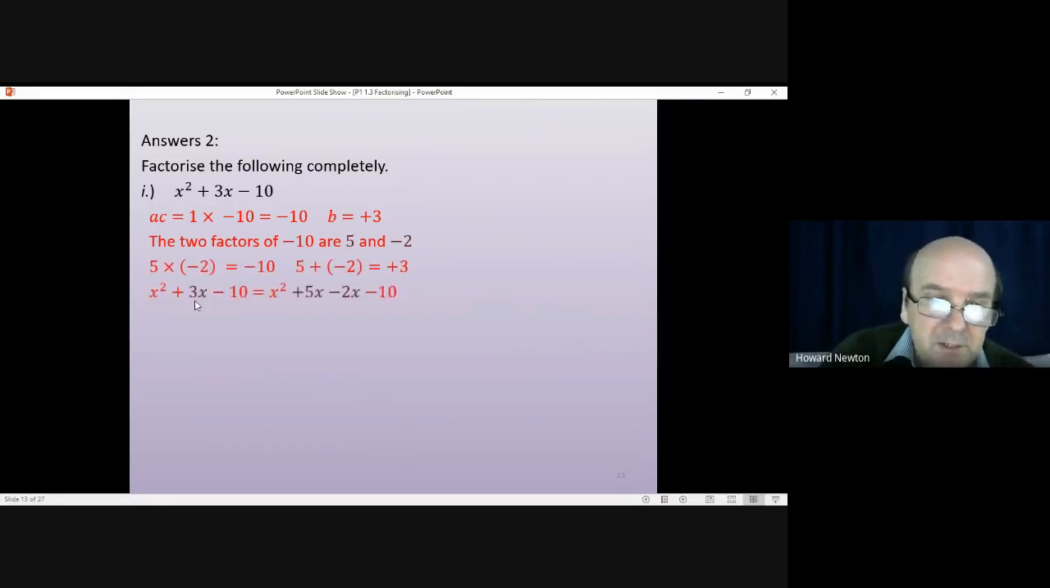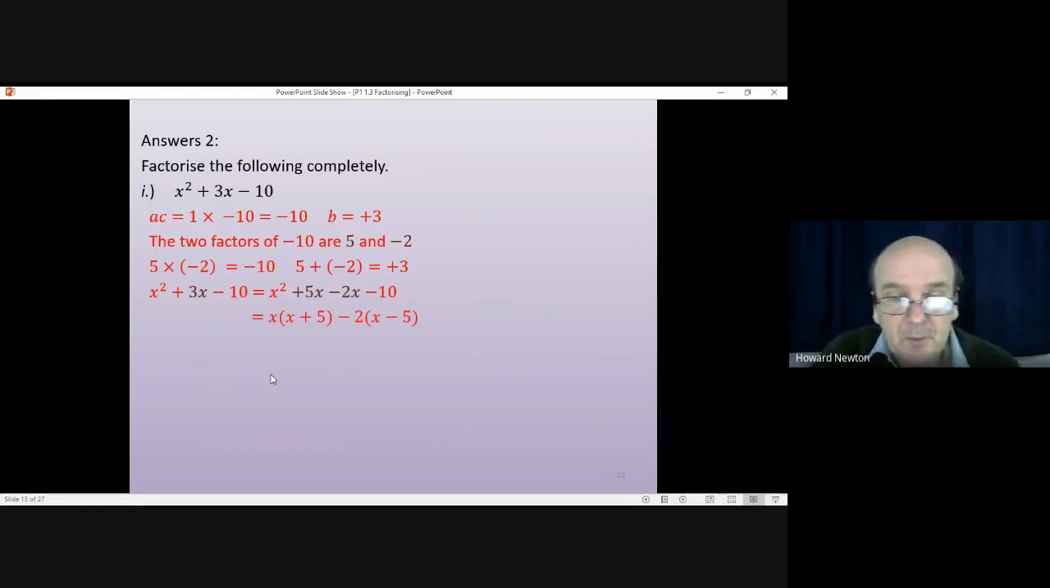Then we split up the middle term, the 3x, using these. So the 3x becomes 5x minus 2x, using the 2 factors. And then we factorize each pair. Again, it doesn't matter the order you write these down in. The first pair becomes x into x plus 5. The second pair becomes minus 2, and that should be x plus 5.